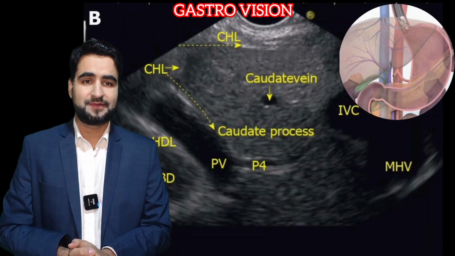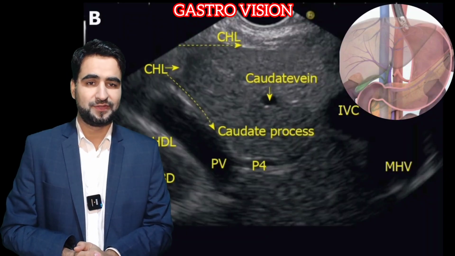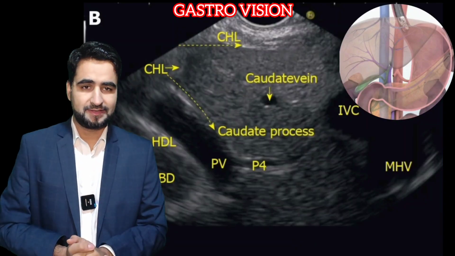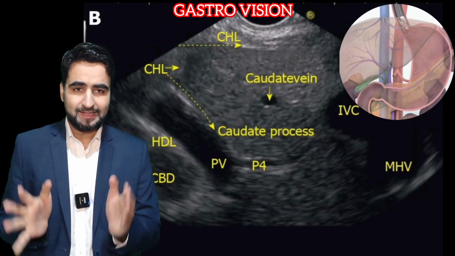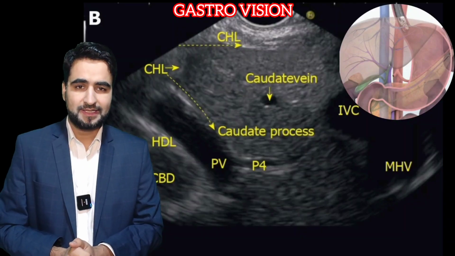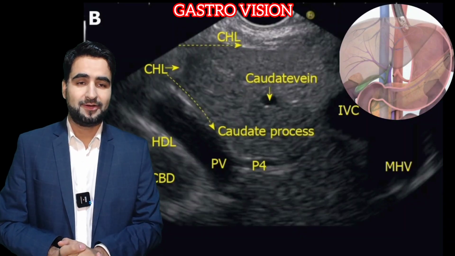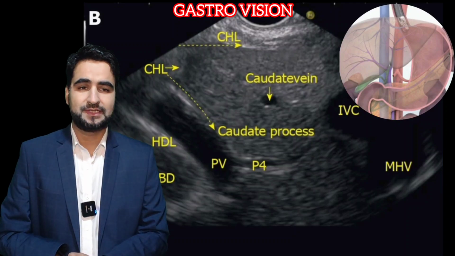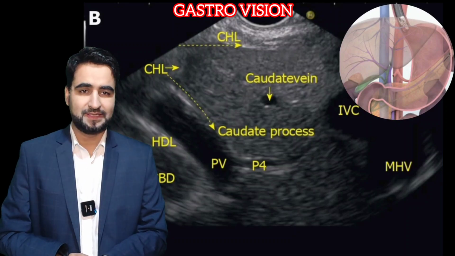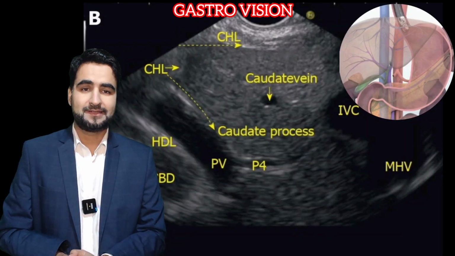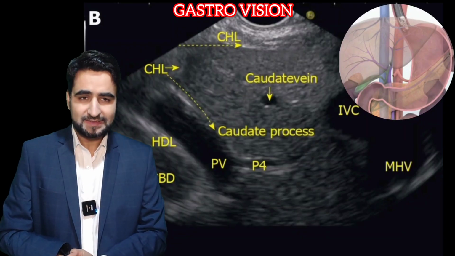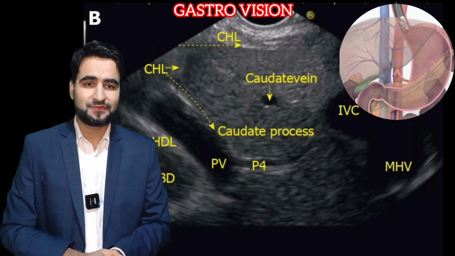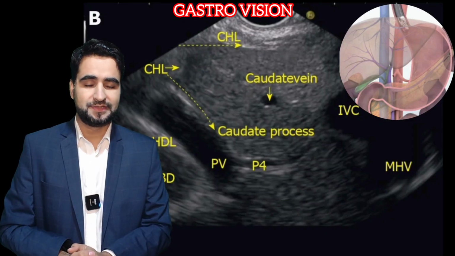Here, the transducer remains positioned near the gastroesophageal junction, providing a detailed view of the liver hilum and its surrounding ligaments. You can clearly see the two limbs of the gastrohepatic ligament. The first limb runs along the undersurface of the liver. Since inferior structures are displayed on the left side of the image, the limb appears towards the left. It ascends superiorly, coursing just behind the portal vein and anterior to the caudate process. The caudate process forms the posterior boundary of this view.